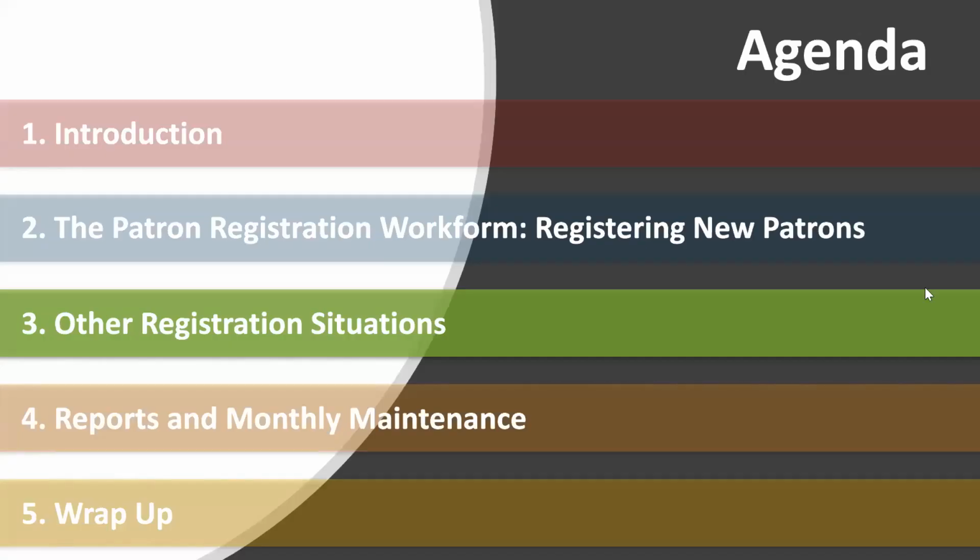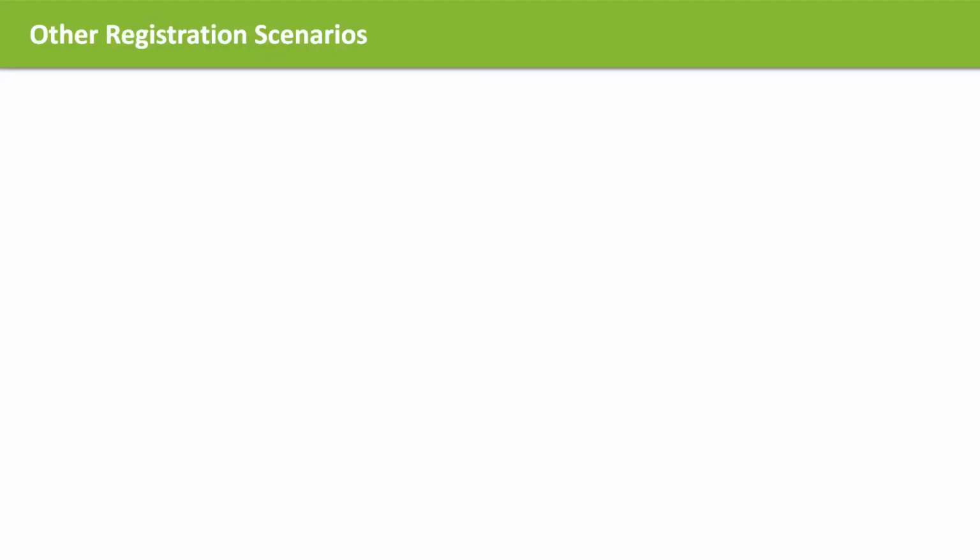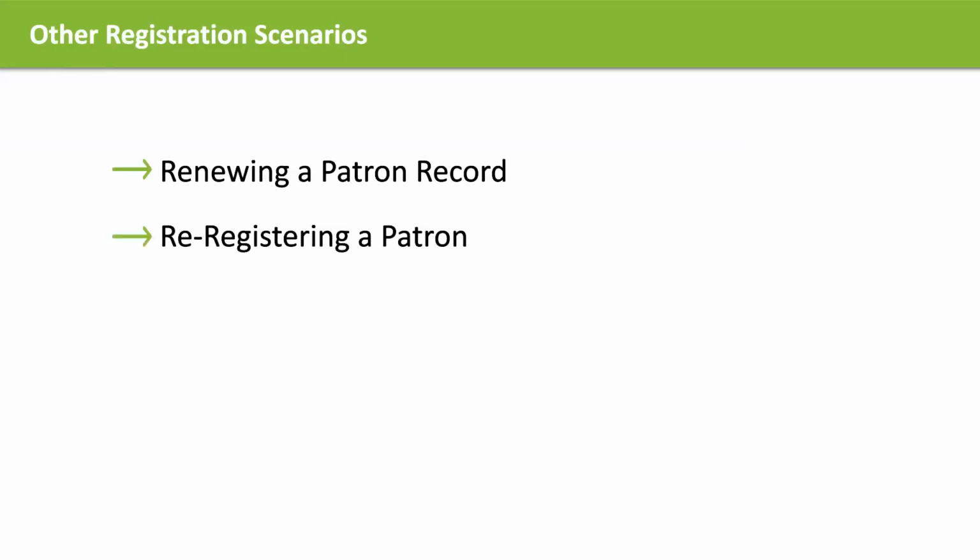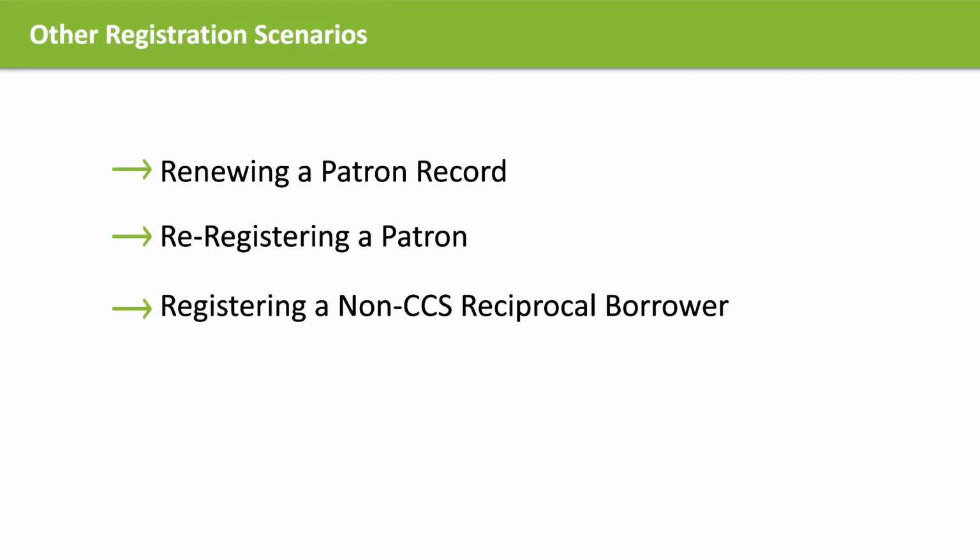Now, during the next segment of training, I just want to quickly look at some other registration scenarios you will encounter. For these, I'm not going to walk through setting up the whole registration work form step by step. Instead, we're just going to highlight the fields you'll want to pay attention to when working with a patron. The other scenarios we're going to look at today include renewing a patron record, re-registering a patron, and registering a non-CCS reciprocal borrower.